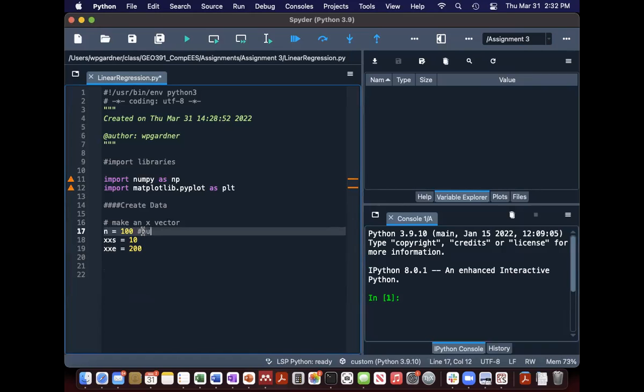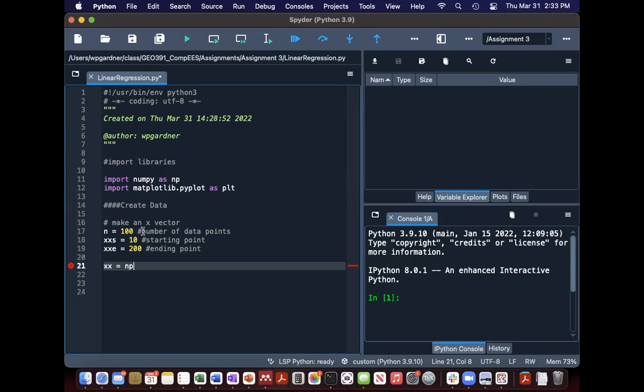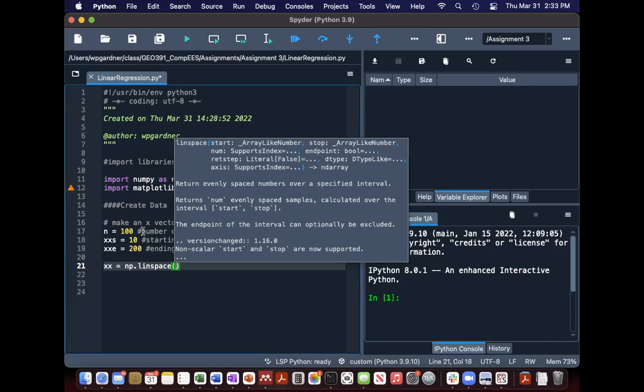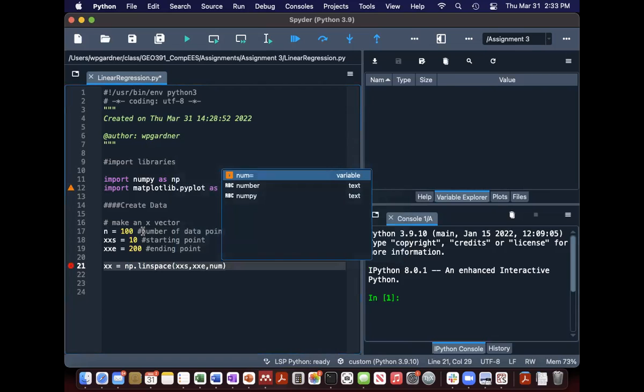So this is the number of data points, starting point and ending point. All right, so I'm going to create this array of X values using linspace. All right, linspace wants a starting point, XS. It wants an ending point, XE, and it wants a number of points. So we'll make that N.